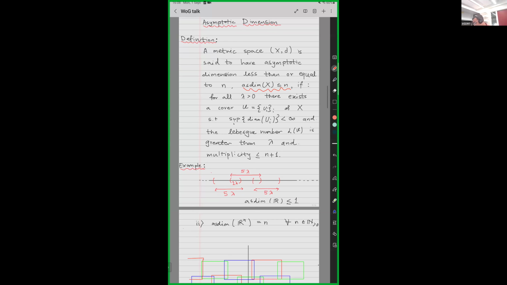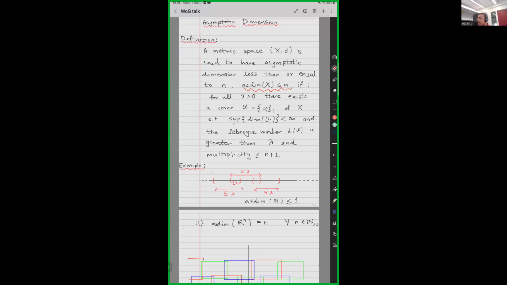So the Lebesgue number of a cover is the number such that any set of diameter less than or equal to lambda is contained in one of the sets in this cover, right? So if this happens, the Lebesgue number is greater than lambda and the multiplicity is less than or equal to n plus 1. By multiplicity, I mean that every point is contained in at most n plus 1 sets in this cover.